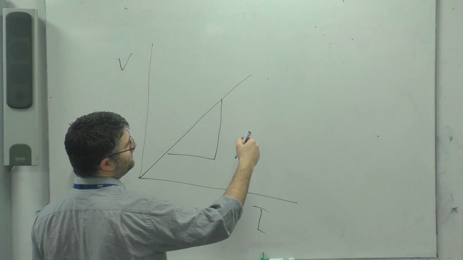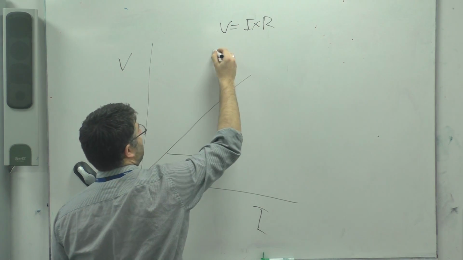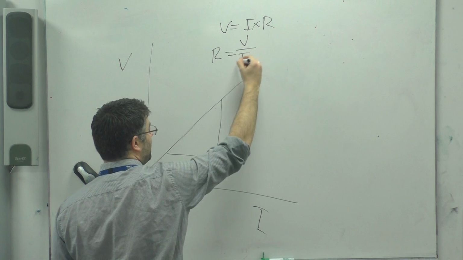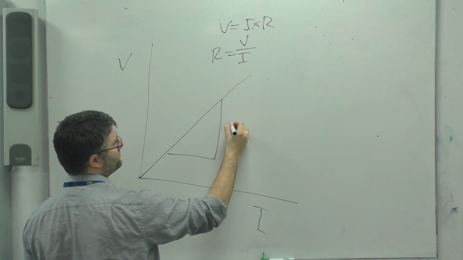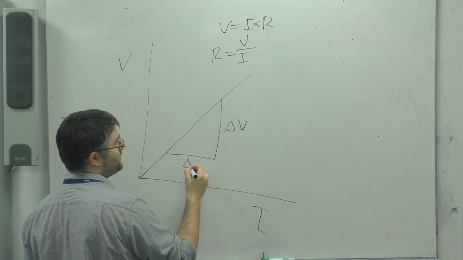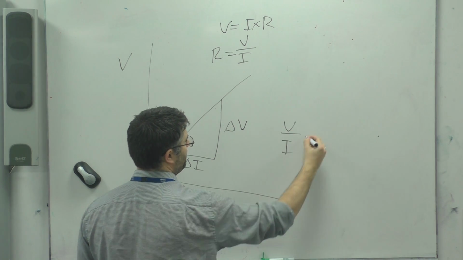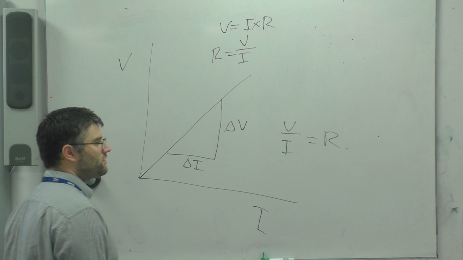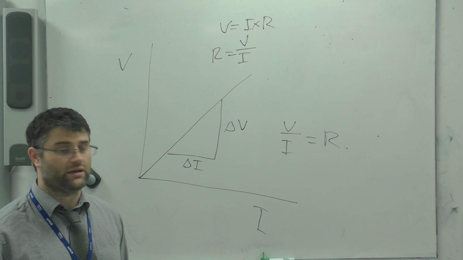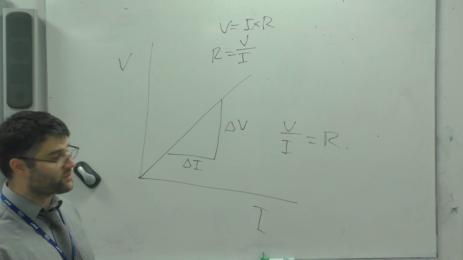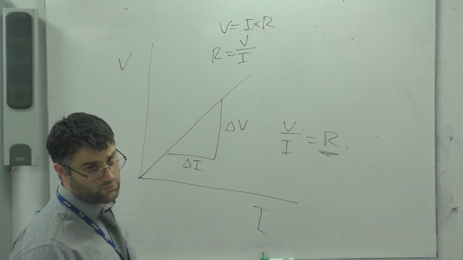Think about the calculation I'm doing here. If V is equal to I times R, that means that R is equal to V divided by I. What calculation would you be doing if you did the gradient of this graph? You'd be doing the change in V over the change in I, and that is essentially resistance. So the gradient of this graph is the resistance, and where the graph is a straight line, that means the gradient is constant, that means the resistance is constant, and that's a nice way of allowing you to work out the resistance.